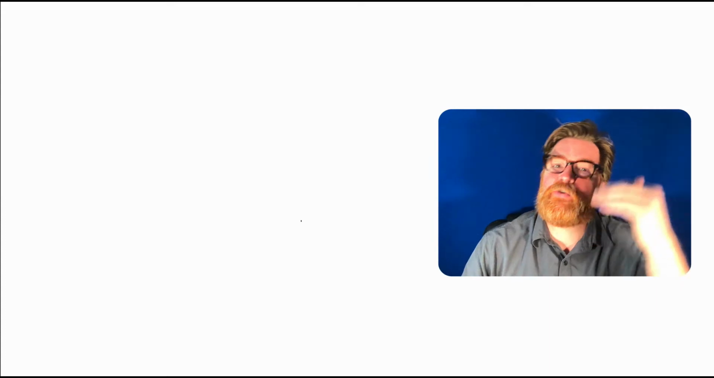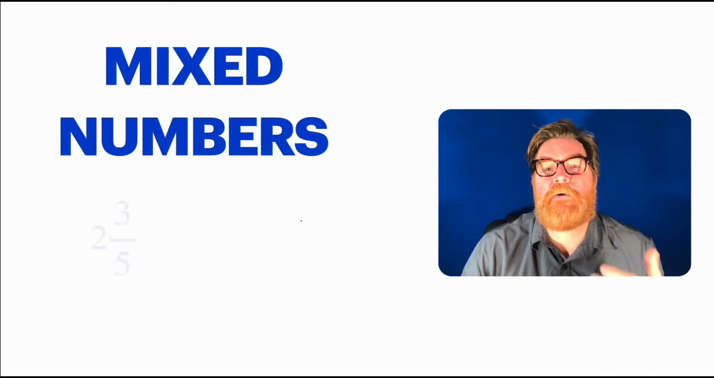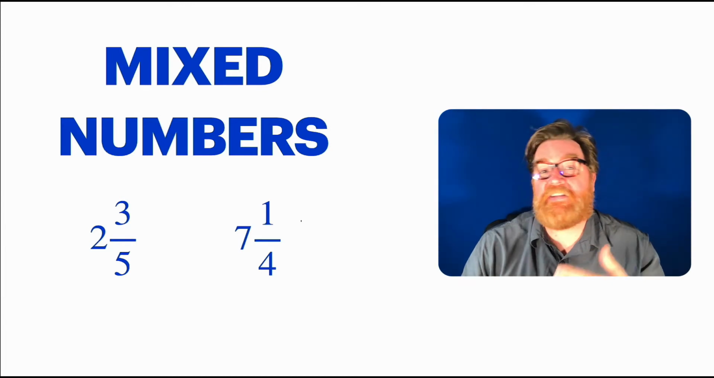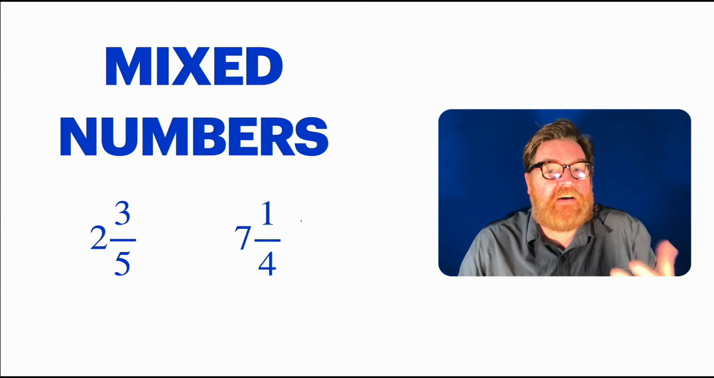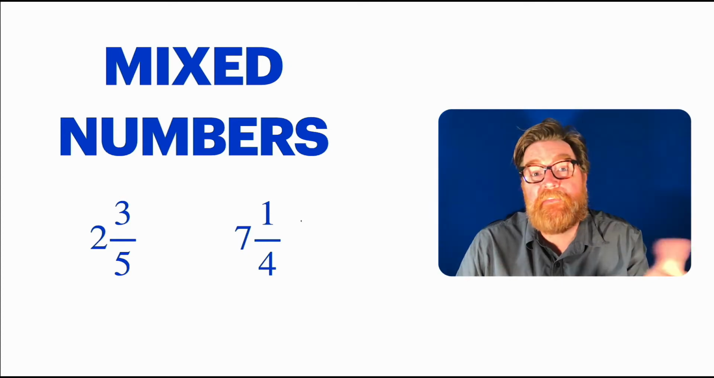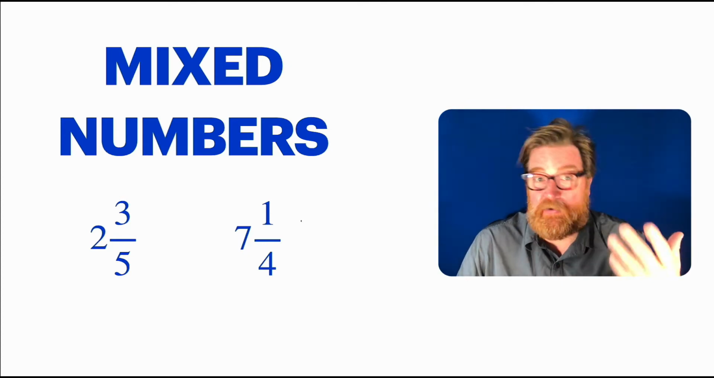Today's lesson is going to extend that a little bit. We're going to talk about mixed numbers, and they're numbers of the form 2 3/5 or 7 1/4. So it's just a whole number part together with a little fractional part. 2 3/5 is just 2 plus 3/5 more.